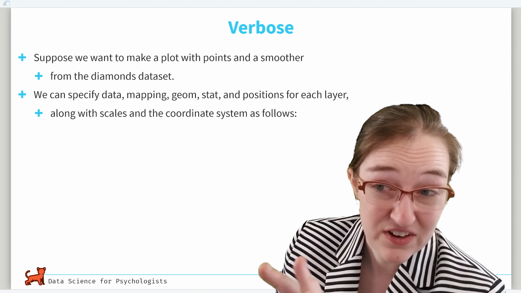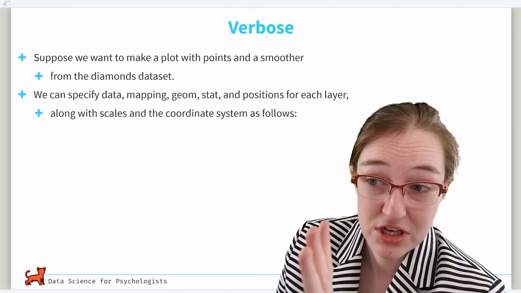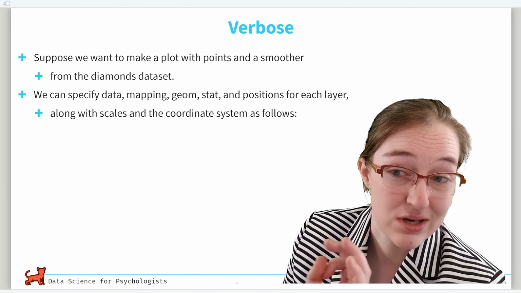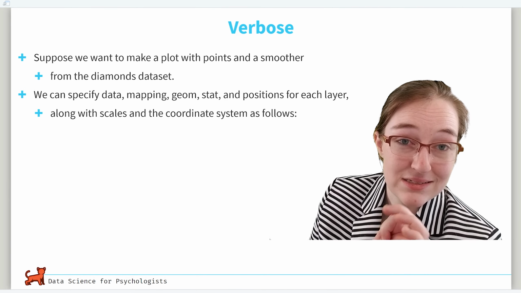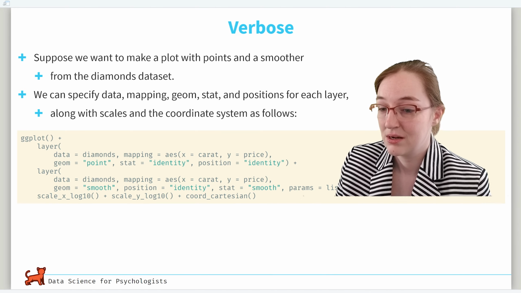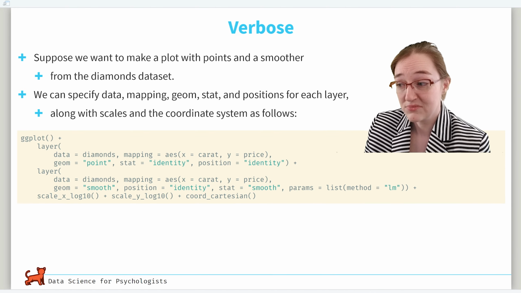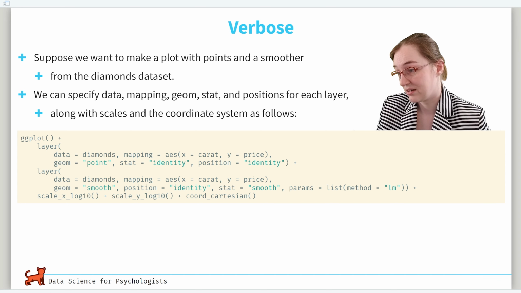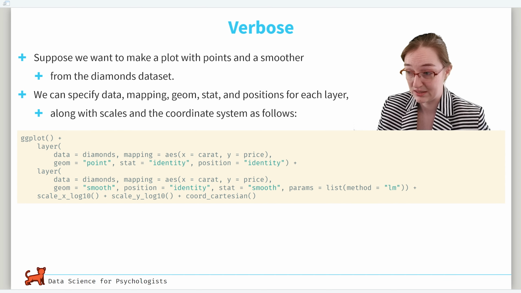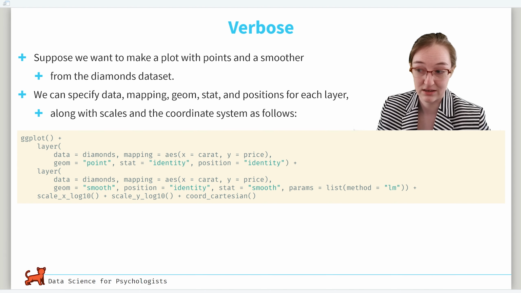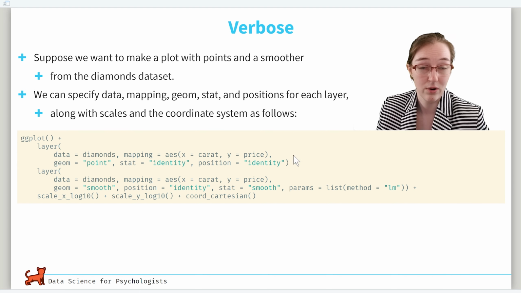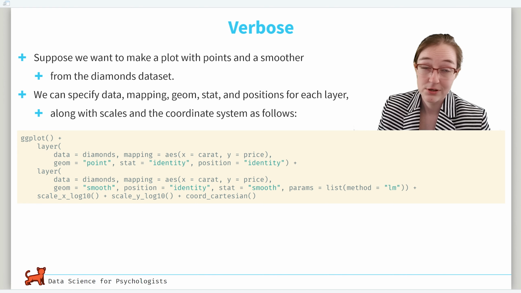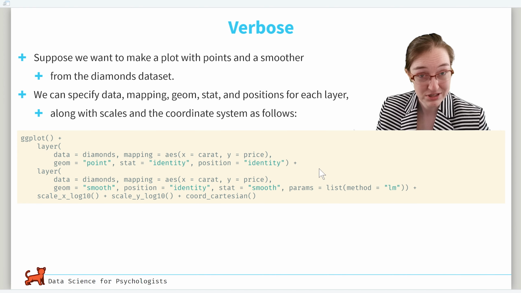We can specify data, mapping, geom, stat, and positions for each layer, along with scales and the coordinate system. Like this. So this is just two layers right here. Our data is diamonds, mapping is aes x carat, y price, geom point with stat identity, position identity.